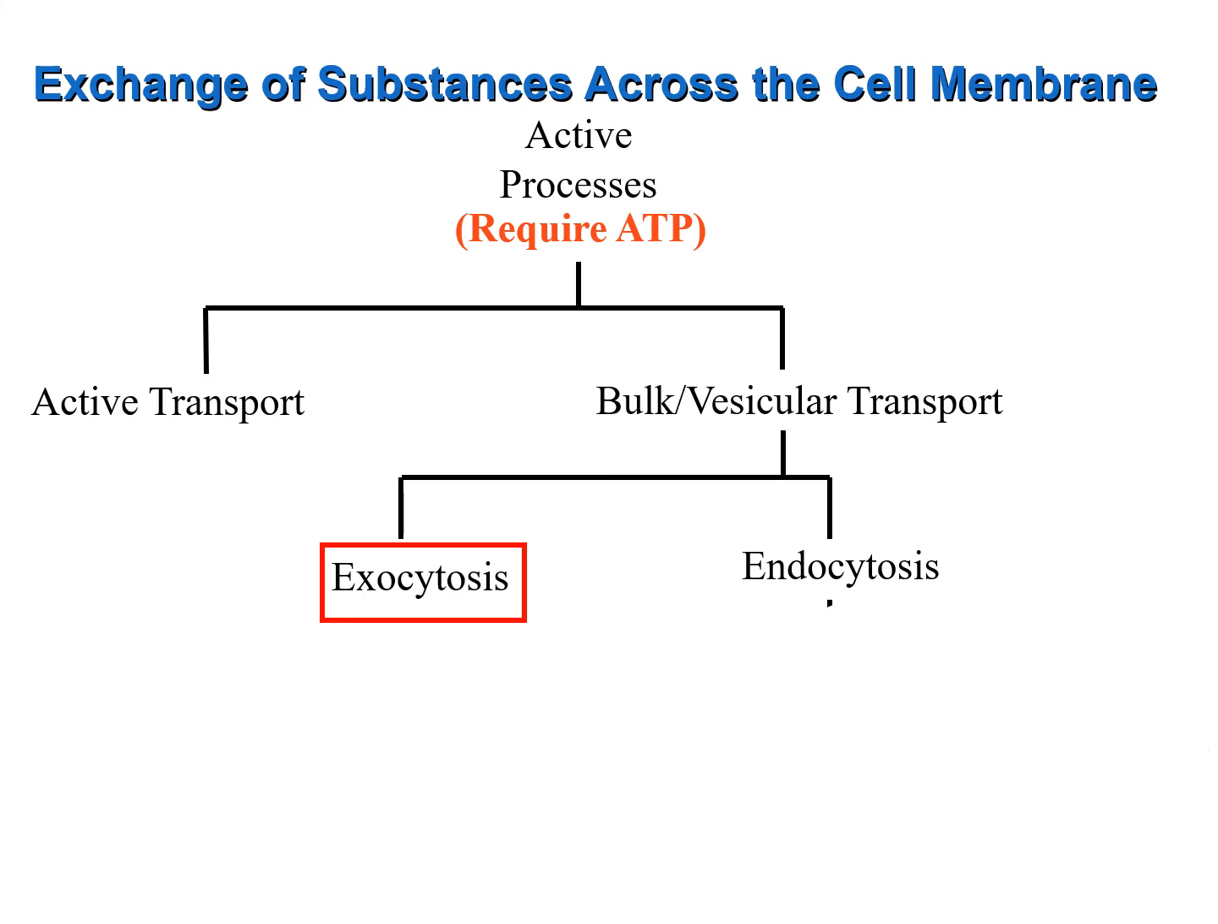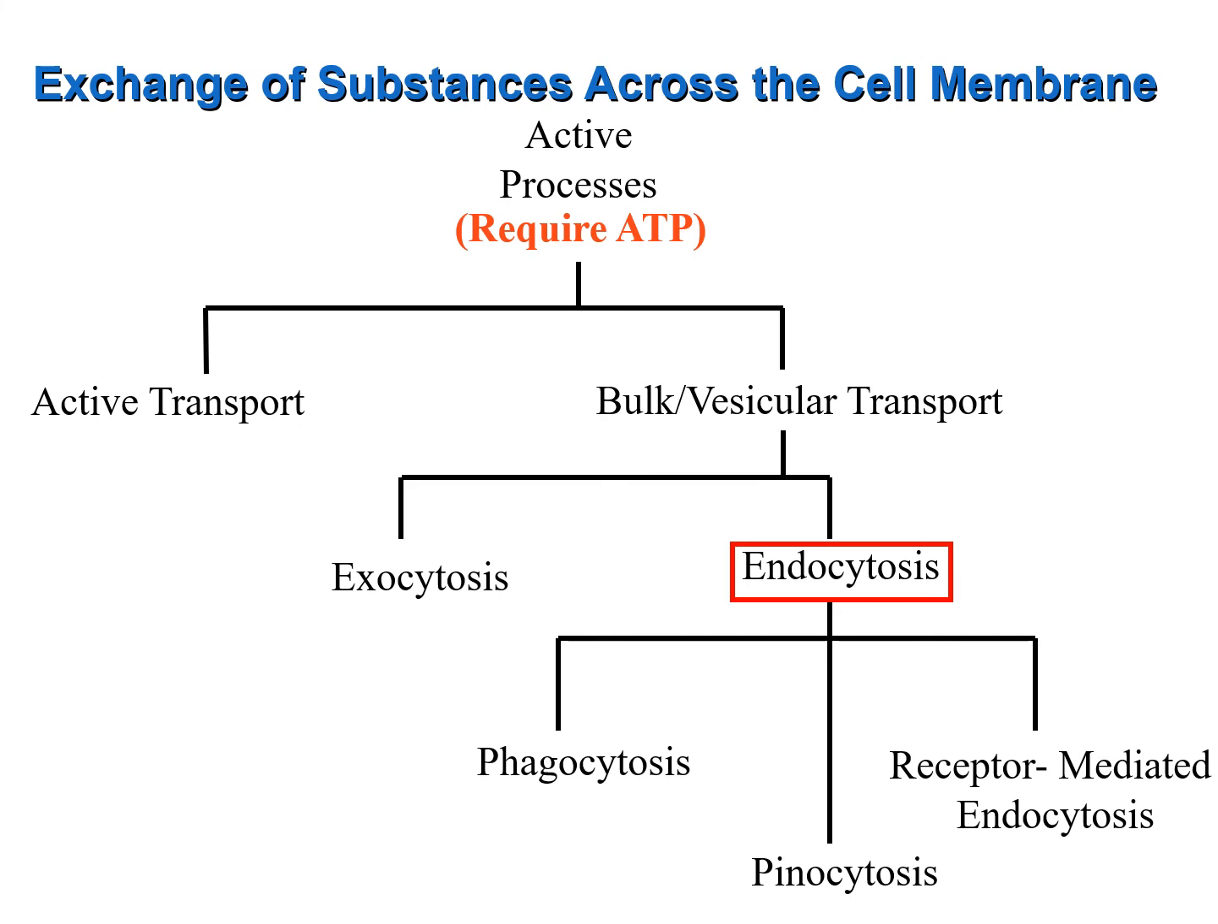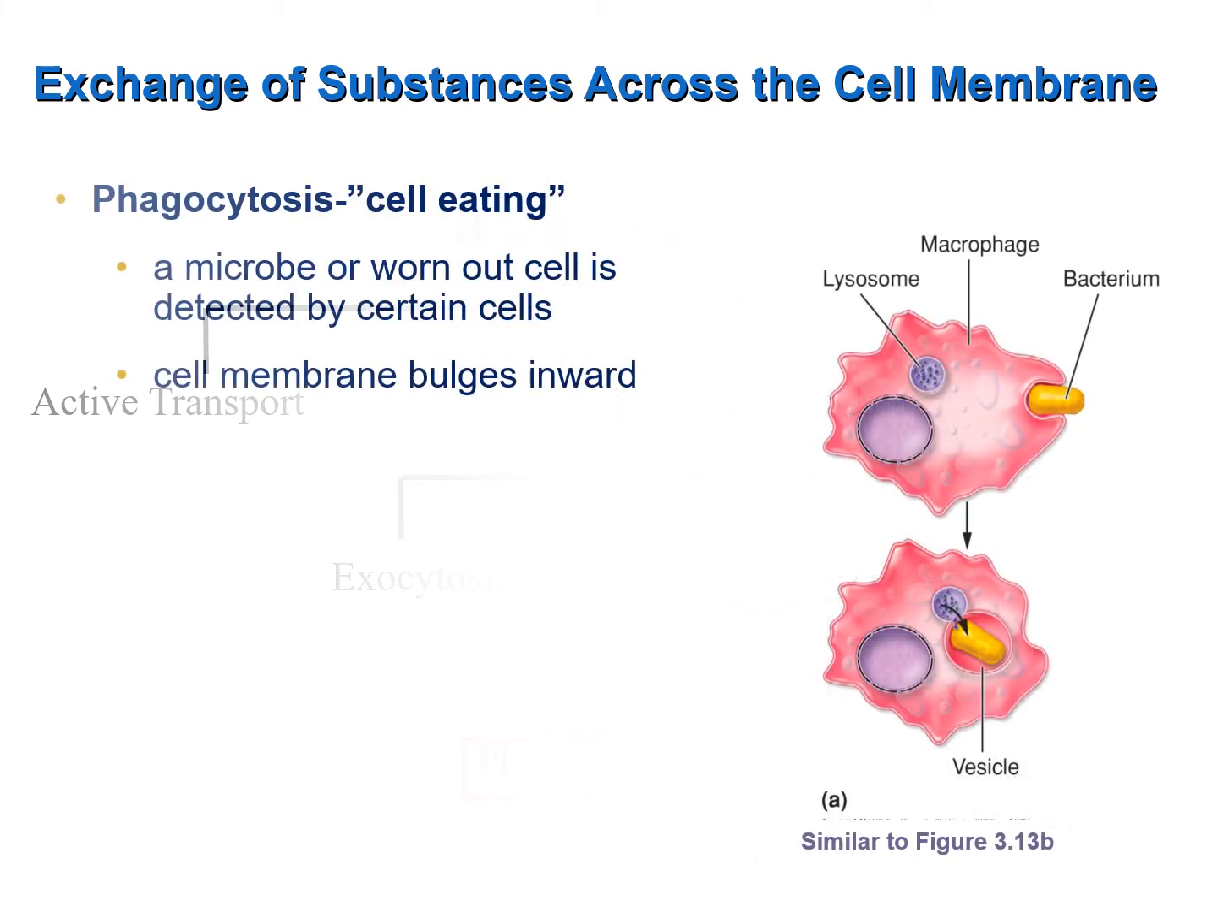Now that we have considered exocytosis, let's turn our attention to endocytosis. Endocytosis is basically the opposite of exocytosis. Membrane-bound vesicles are used to bring substances in the extracellular fluid into the cytoplasm of the cell. There are three types of endocytosis: phagocytosis, pinocytosis, and receptor-mediated endocytosis. First, let's consider phagocytosis. Phagocytosis literally means cell eating.